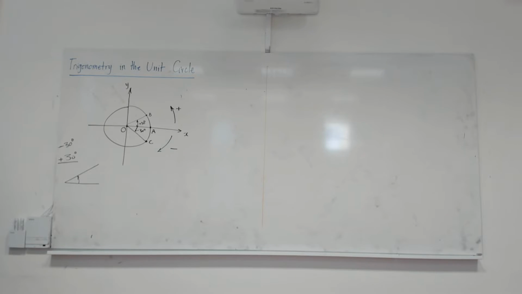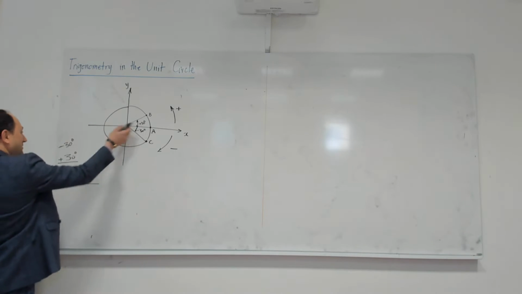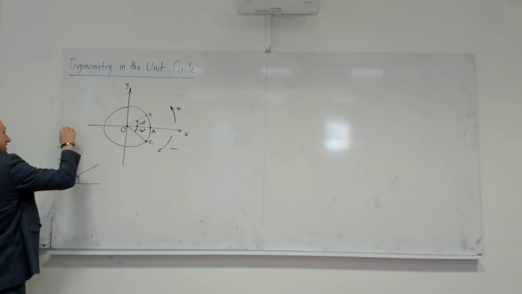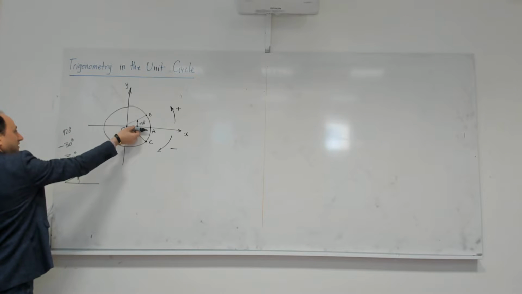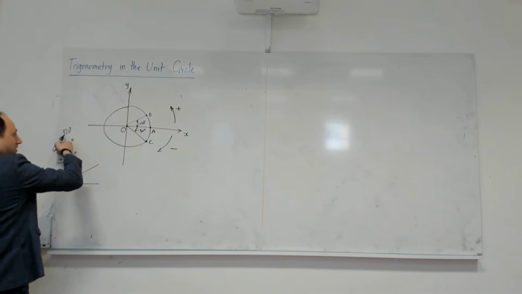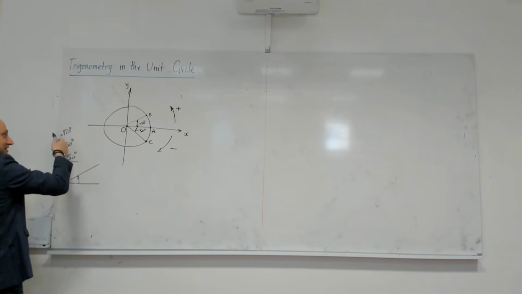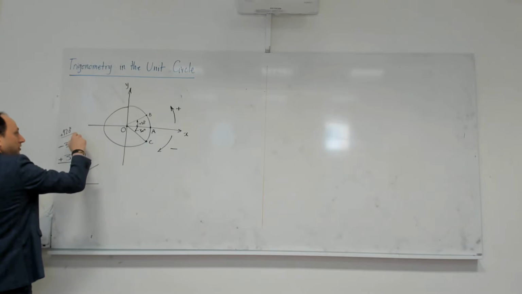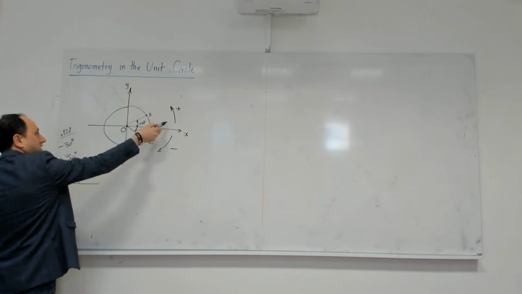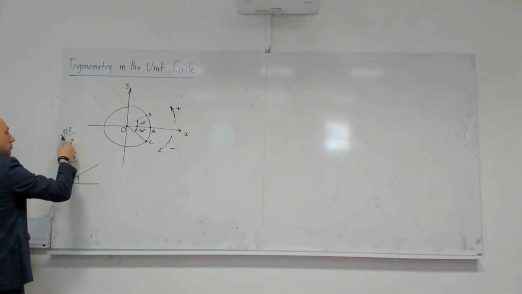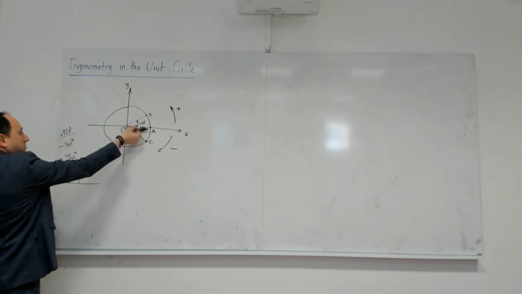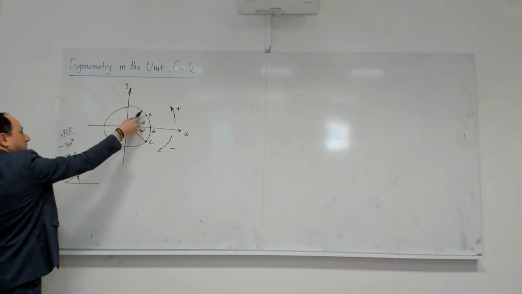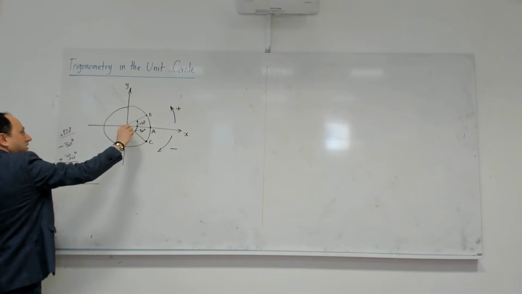So we go like 120 degrees, for example. Wait, 120 degrees. I start from here, and I rotate 120 degrees in the positive direction. 120 is a positive number, so I have to rotate in the counterclockwise direction. I go up to here. It is not enough yet because this is 90 degrees, so I have to cover 30 degrees more.